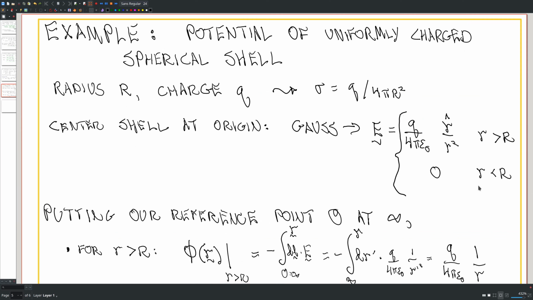Example: we have a uniformly charged spherical shell. When we use the word shell, we mean an infinitely thin spherical layer that contains total charge Q, and that has radius big R here. So it's uniformly charged. Therefore, the surface charge density of that thing is just the total charge divided by the area of that sphere, 4 pi R squared. We want to compute the potential, and we're going to compute the potential by just computing first the field and then doing our integrals.